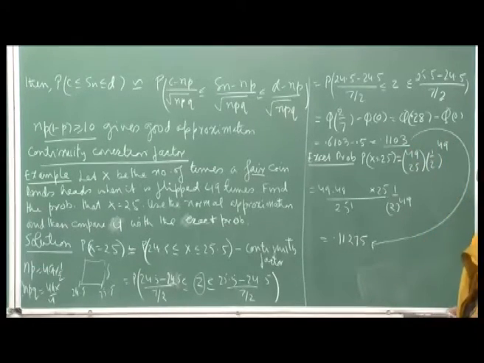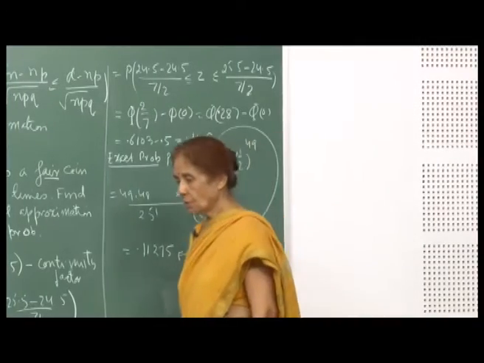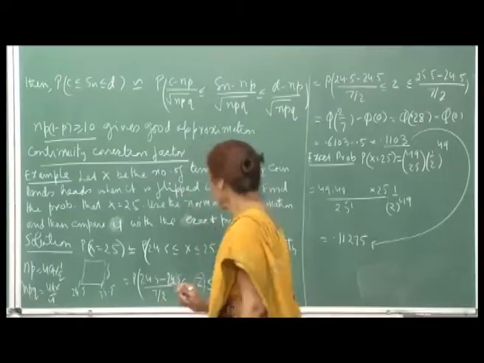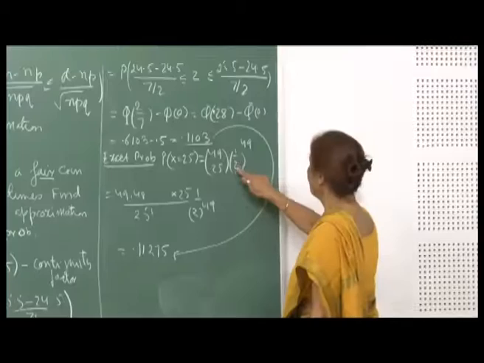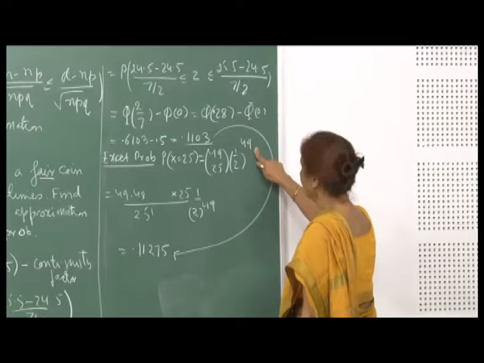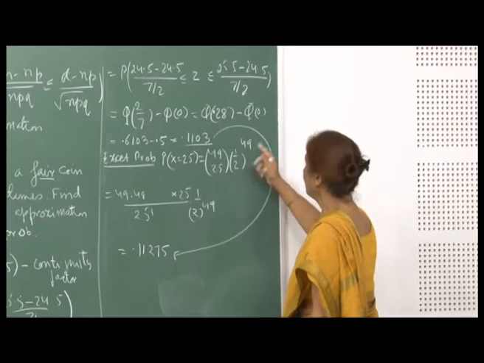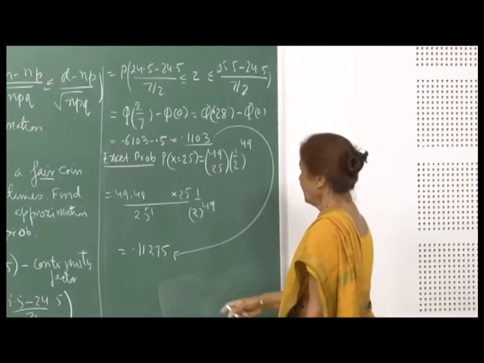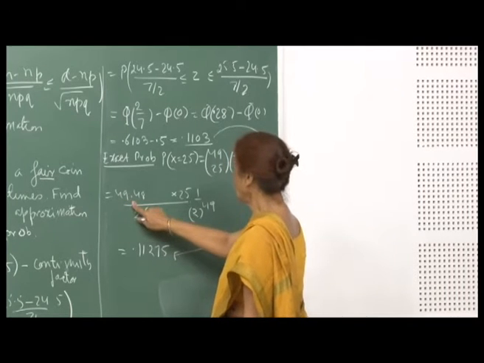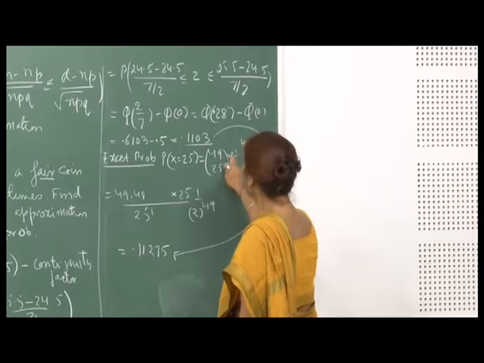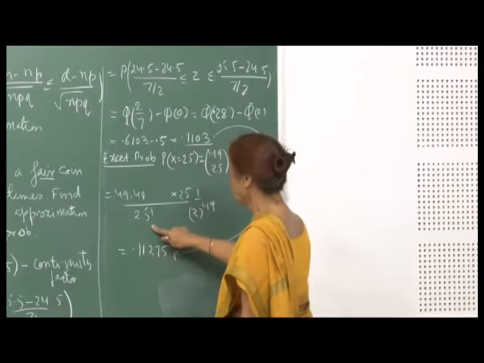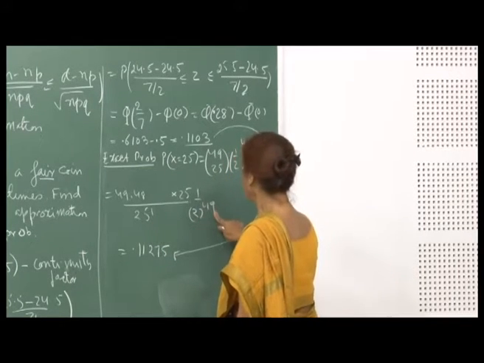Now, if you want to compute the exact probability using your binomial computations, then it is actually 49 choose 25 times 1 by 2 raised to 49. There are 49 trials and your p and q are the same. If you write out this number, 49 into 48 up to 25, because that will be 49 minus 25 plus 1, and then 25 factorial, times 1 upon 2 raised to 49.